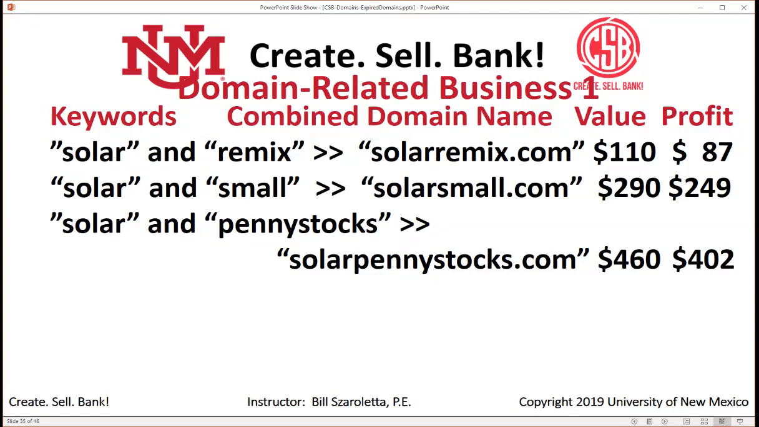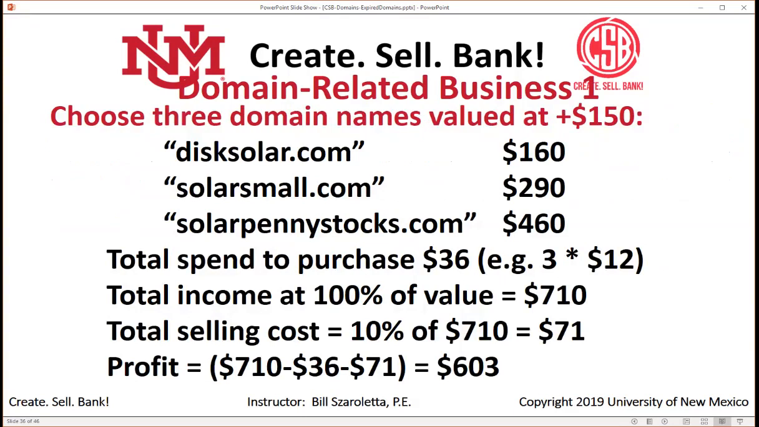But if you look at that and you think, well, what if I did that over a week? Well, that's $80 a day. That's not bad. So let's say we took Solar, Solar Small, and Solar Penny. You put those together, it cost you $36 to purchase them. You make $710. The 10% is $71. So your profit would be $600.